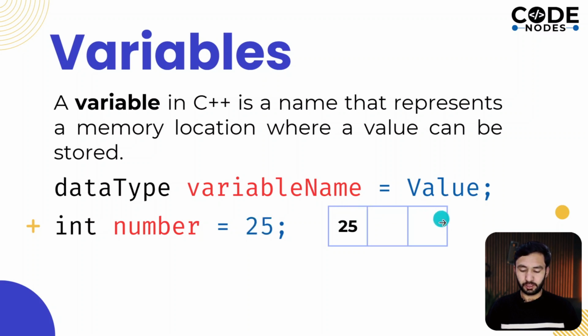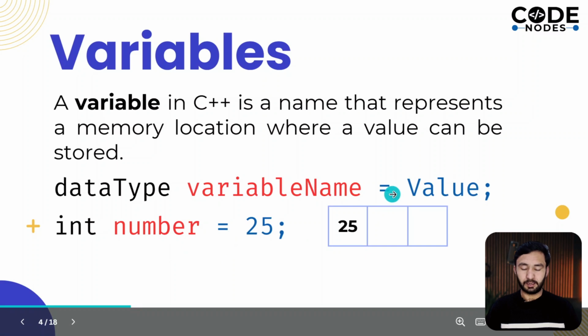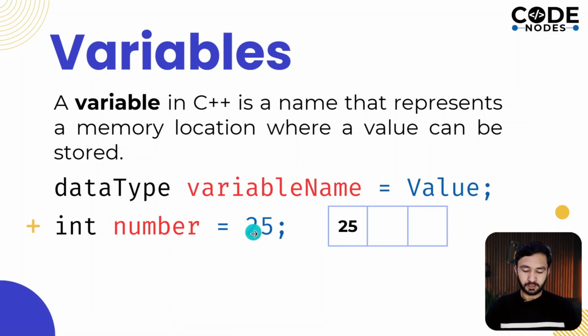As you can see, as per the definition, this is the block of memory where the value 25 is stored, and this number variable is pointing to it. Later in our program, we can change this 25 to some other value. If we store another value in the next variable, it will be stored in the next block of memory, and that variable name will point to that particular location of the memory.